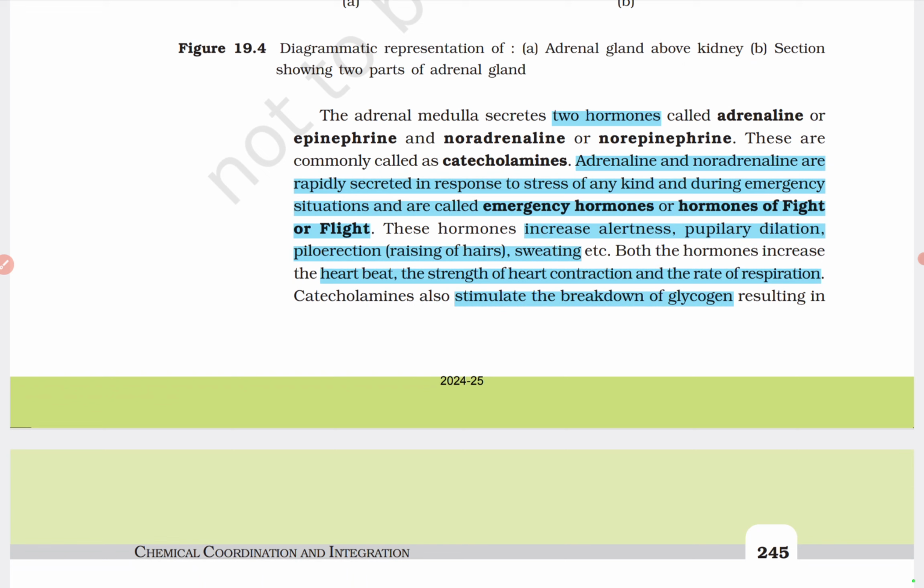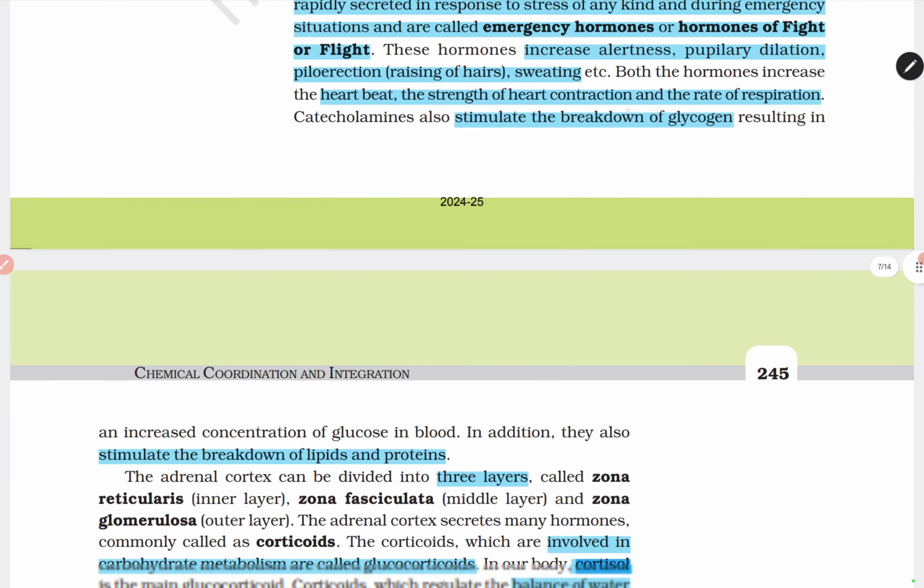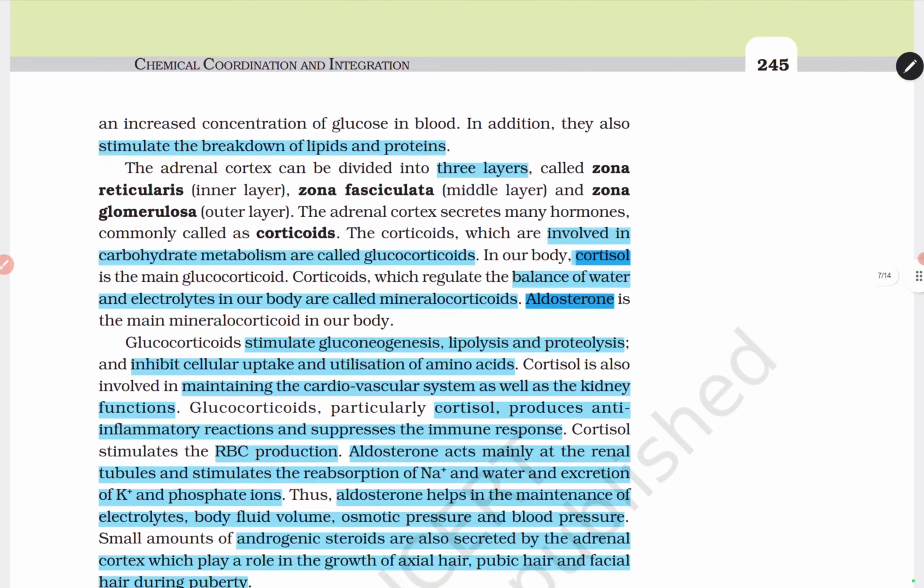These hormones increase alertness, pupillary dilation, piloerection, that is raising of hair, sweating, etc. And both these hormones increase the heartbeat, the strength of the heart contraction and the rate of respiration. Catecholamines also stimulate the breakdown of glycogen, resulting in an increase in the concentration of glucose in the blood. In addition, they also stimulate the breakdown of lipids and proteins.